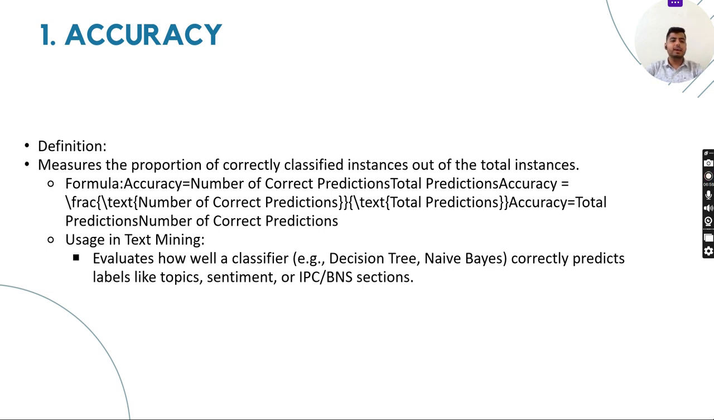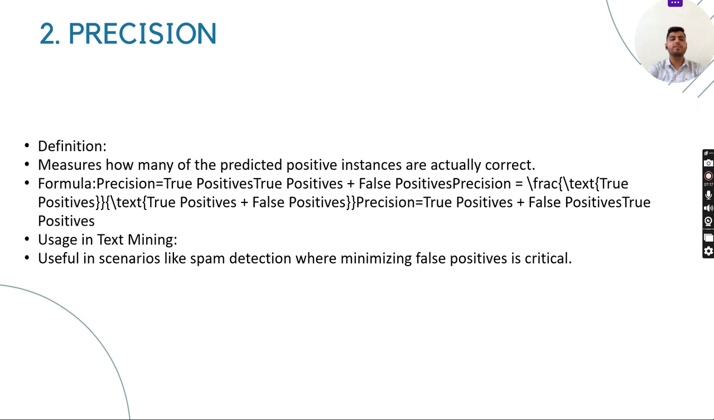Firstly, accuracy. Definition: measures the proportion of correctly classified instances out of total instances. This is the formula of accuracy. And the usage in text mining: evaluates how well a classifier, for example, decision tree or naive Bayes, correctly predicts labels like topics, sentiment, or IPC or BNS sections.